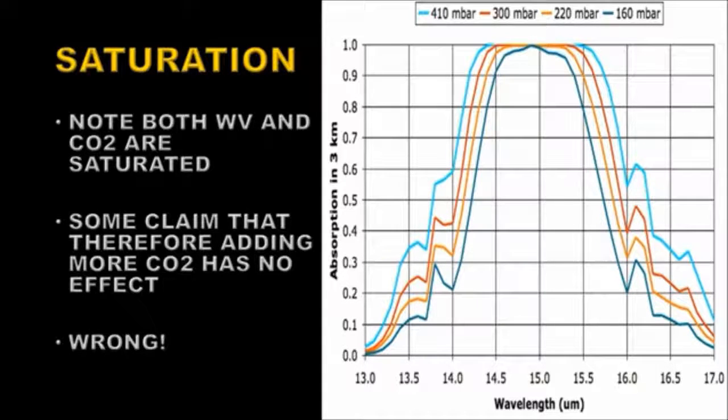Here are four line profiles of the carbon dioxide absorption feature at different concentrations of carbon dioxide. So at low concentrations of carbon dioxide, i.e. high in the atmosphere, that line is not saturated. However, as you add more and more to the amount of carbon dioxide in the atmosphere, the wings of the line are expanding.